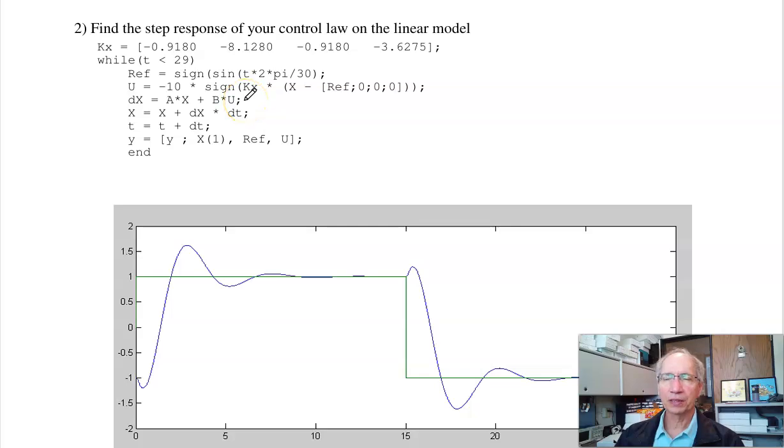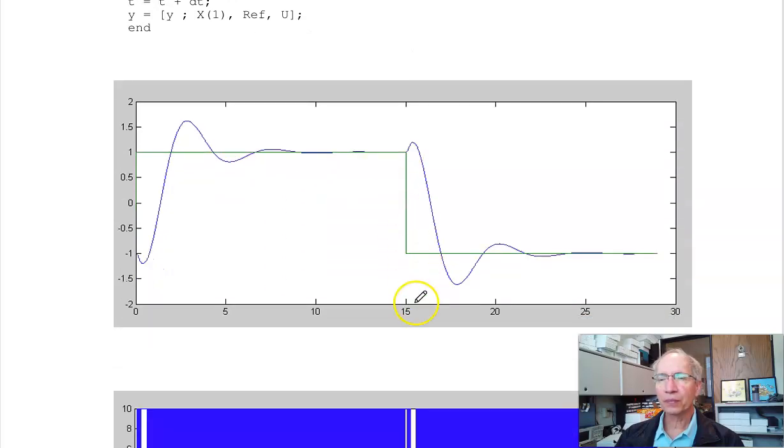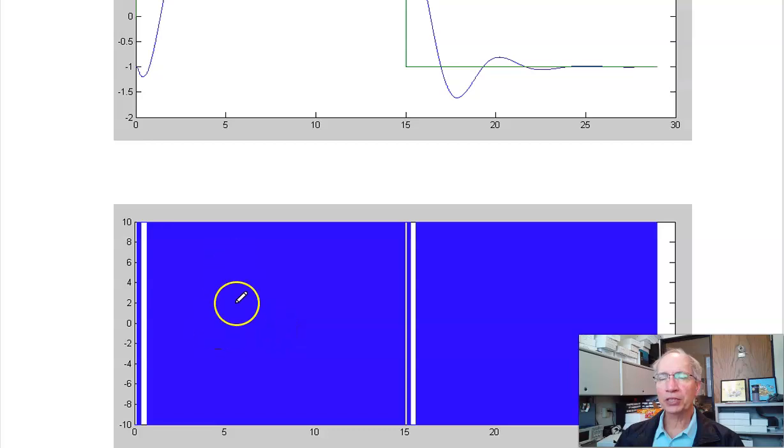Integrate in time. Well, there's dx. Integrate, move forward in time, repeat. Here's your step response. And here's the input. It's chattering between -10 and +10. That's characteristic of variable structure systems, bang-bang control.